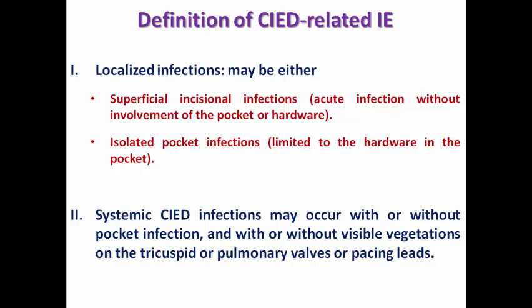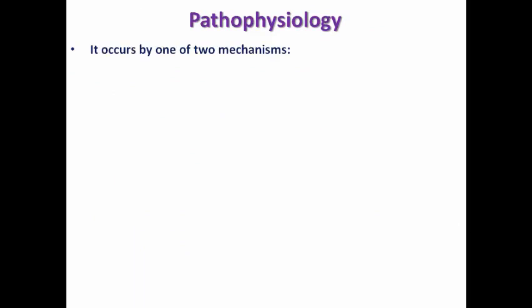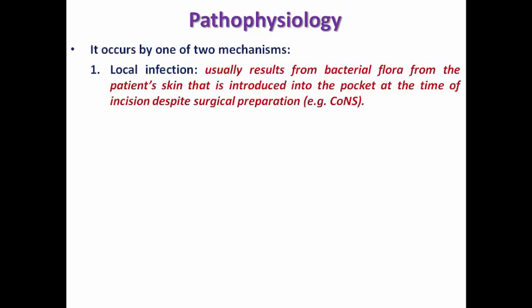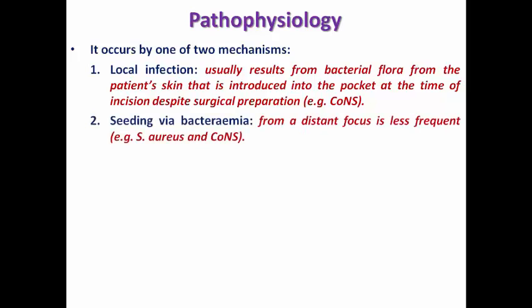So the presence of local signs of pocket infection or the vegetations are not a must to diagnose systemic infection on the device. The pathophysiology of this infection occurs by one of two mechanisms: either local infection from the bacterial flora on the patient's skin due to inadequate sterilization before implantation, and so they are introduced into the pocket at the time of incision despite surgical preparation. For example, the most common organism in this case is coagulase negative staph. Or seeding via bacteremia from a distant septic focus, less frequent of course than the local infection etiology, and the most common organisms in this case are Staph aureus and coagulase negative staph.